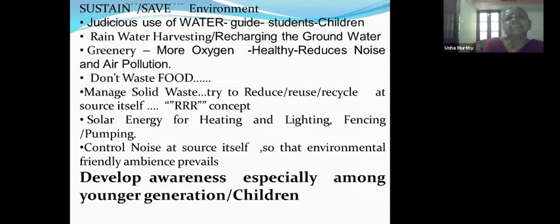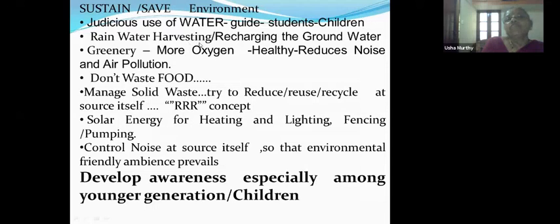And some things actually, just to save the Earth. Basically, we have to adopt the judicious use of water, because we know the amount of water available on this planet Earth is constant. Nobody can create and nobody can destroy water. So we have to go for the judicious usage of water, and we have to guide the students, especially the younger generation, the children. We have to tell them, because when children are young, if we can guide them, we can give them some of these values, they remember that and they follow that.